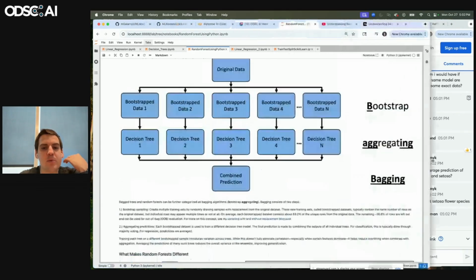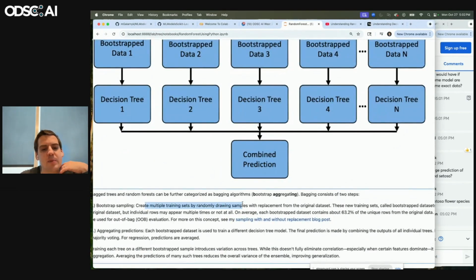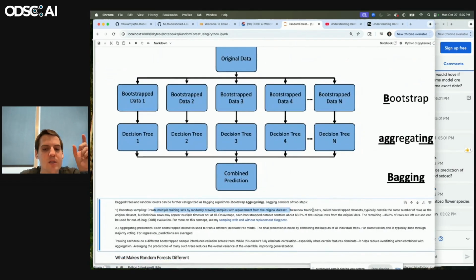So what people end up doing is they do something called bootstrap sampling. This is where you create multiple training sets by randomly drawing samples with replacement from the original data set. The way this works is, let's say you have 100 rows of data, you sample with replacement from the original data set until you get to 100 rows. If you do sampling with replacement, it's entirely possible you get the same thing. You can have duplicate rows. So you're not going to get the same 100 rows you originally had because it's sampling with replacement.